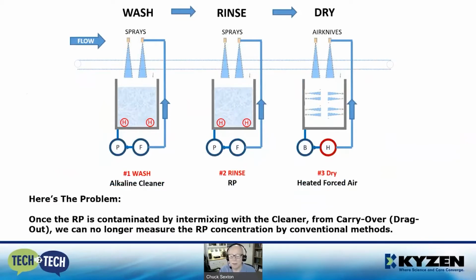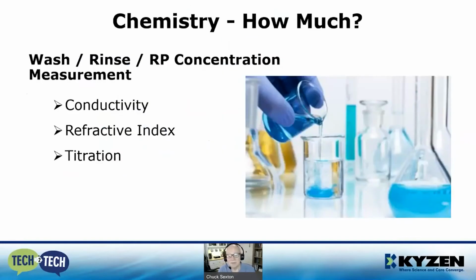Here's the problem. Once the RP in stage two is contaminated with the cleaning chemistry from stage one through carryover or drag out, we can no longer measure the RP concentration in stage two by conventional methods. And by conventional methods, I mean these three: conductivity, refractive index, and titration are certainly by far the most common methods that we use. They're nice, they're simple.